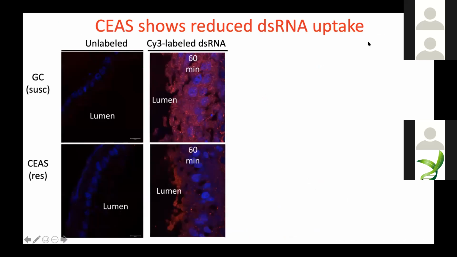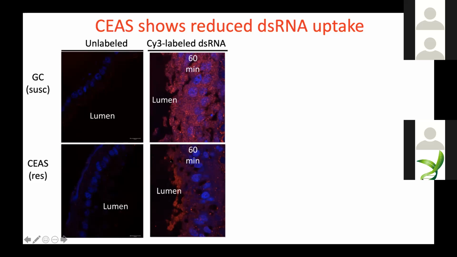We have also been able to look at the double-stranded RNA uptake in these insects. In this case, we use fluorescently labeled double-stranded RNA. We look at the midgut of susceptible and resistant larvae. What we see after 1 hour is that in the susceptible insects, we can see accumulation of this red fluorescently labeled double-stranded RNA in the midgut tissue compared to the level of accumulation in the resistant insects, as you can see here in the bottom.